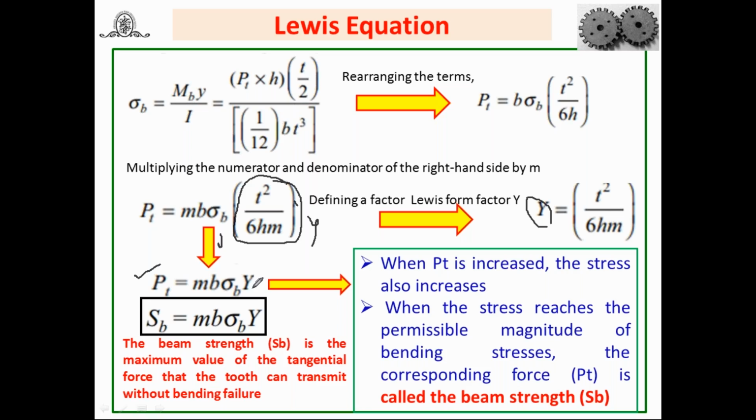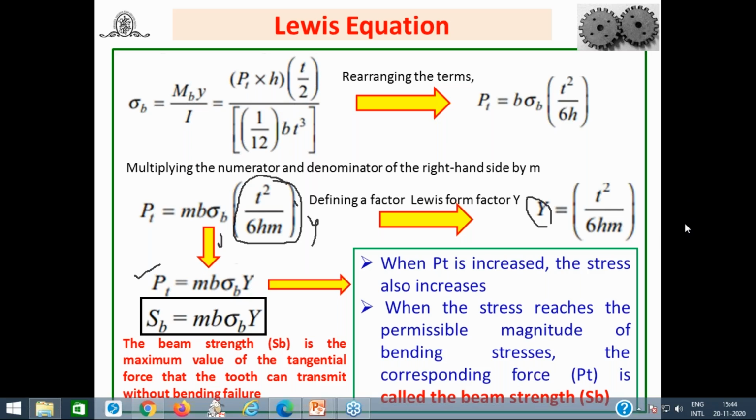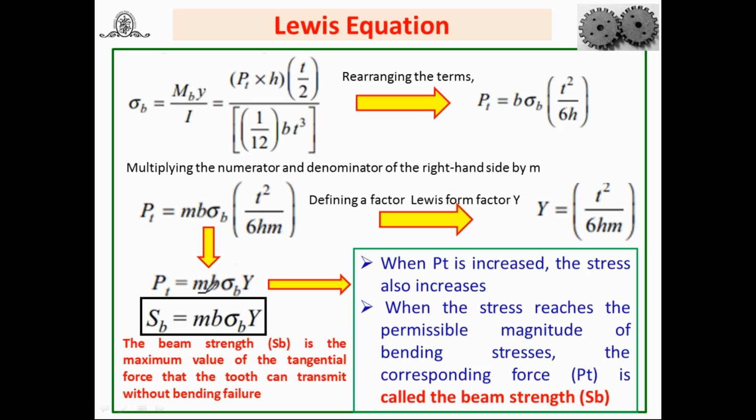Try to understand. Now look at this equation, it's a very important one. PT is equal to M into B into sigma B into Y. What is M? Module. B means width here. Sigma B means bending stress, and Y means Lewis form factor. If you refer to this term, Lewis form factor has the thickness T, then height H, and M is the module. That means Y depends on T, H, M.